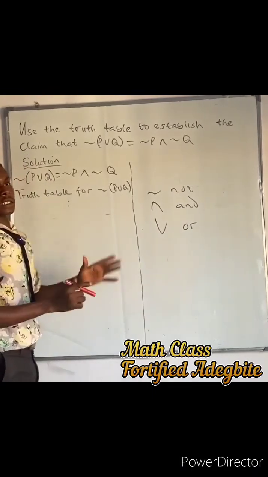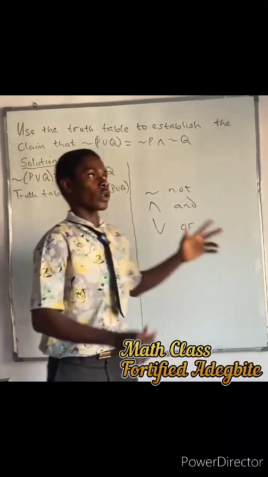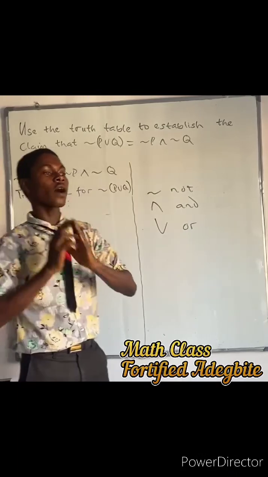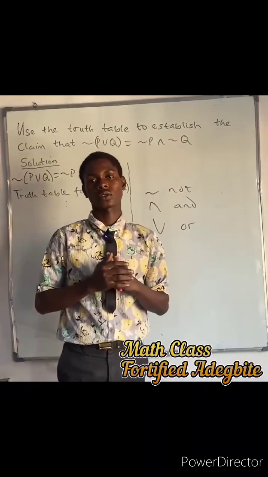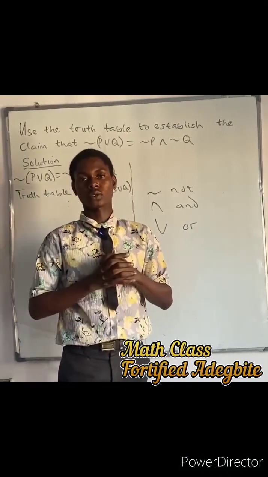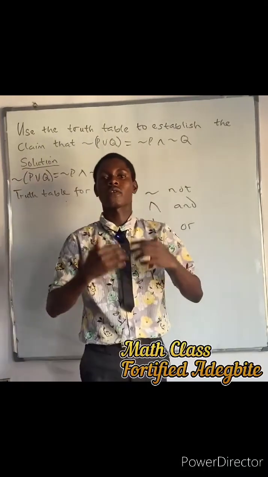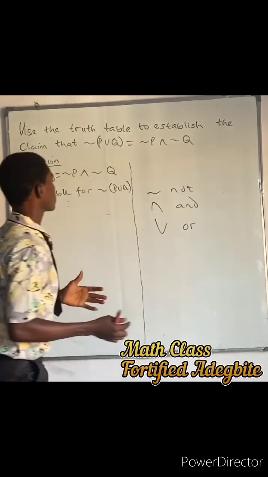Now, having said that, you need to take note of the number of variables you are given. We only have two variables here, which is our P and our Q. So having two variables means you are going to have 4 outputs. If you have 3 variables, you are going to have 8 outputs, and so on and so forth. Now, what do I mean by that?